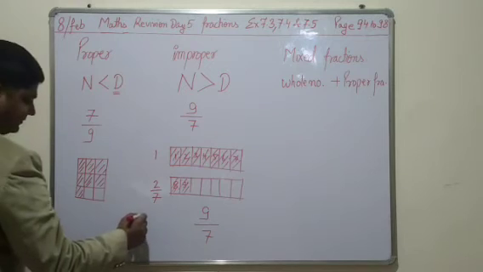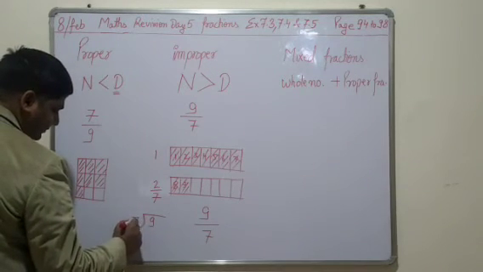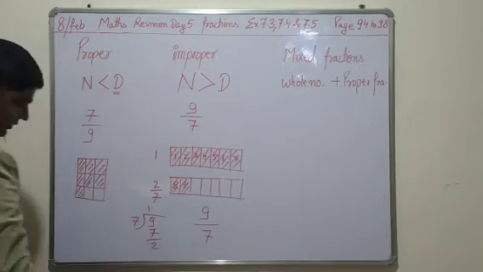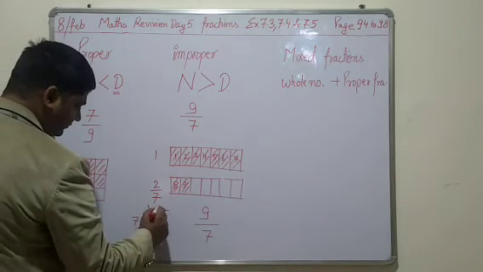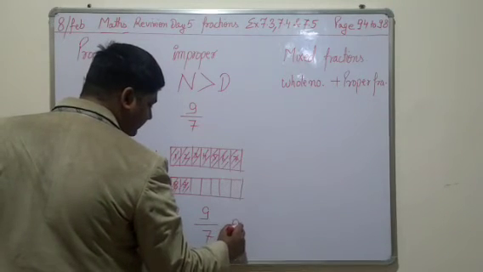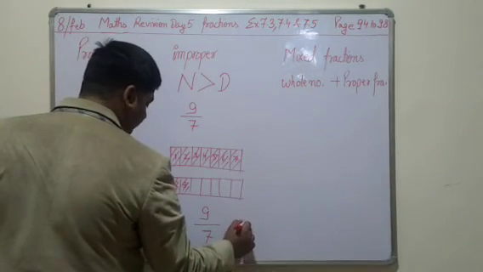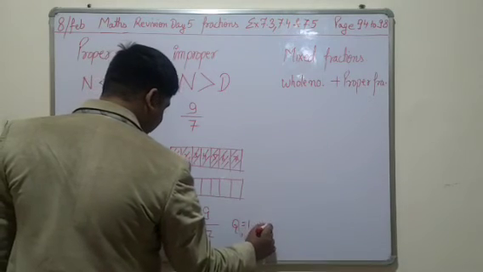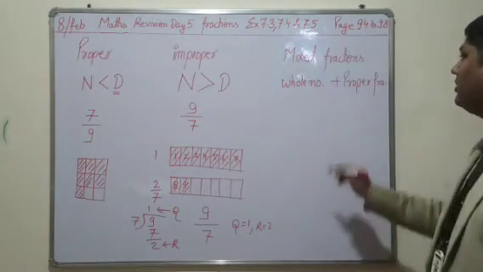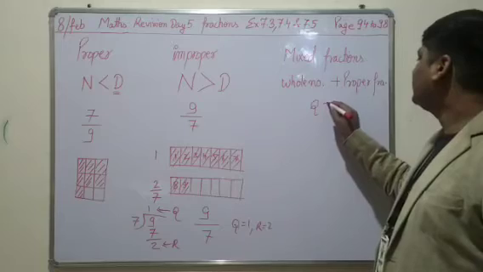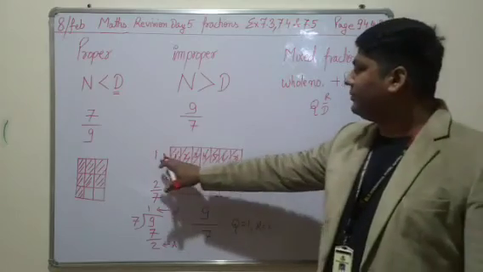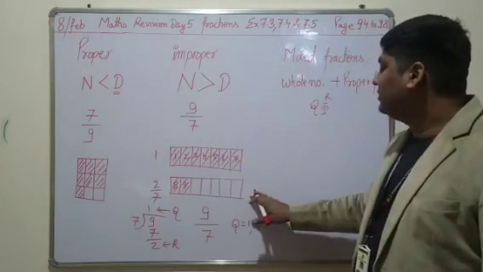If you divide 9 by 7, then 7 ones are 7, and 2 will be the remainder. This is the quotient and this is our remainder. So you can have quotient equals 1 and remainder equals 2. Right? So what is the mixed fraction? Mixed fraction is in the form of Q R upon D. Here, this is the representation. You have taken one chocolate full, then 2 by 7.